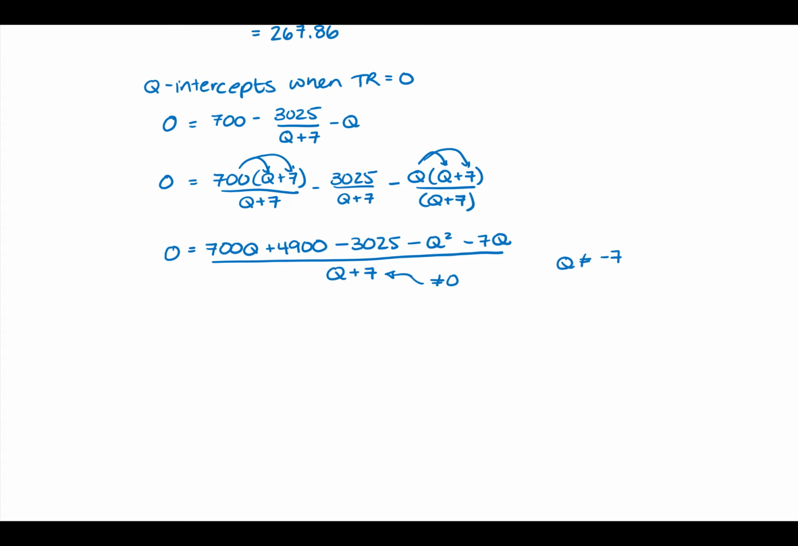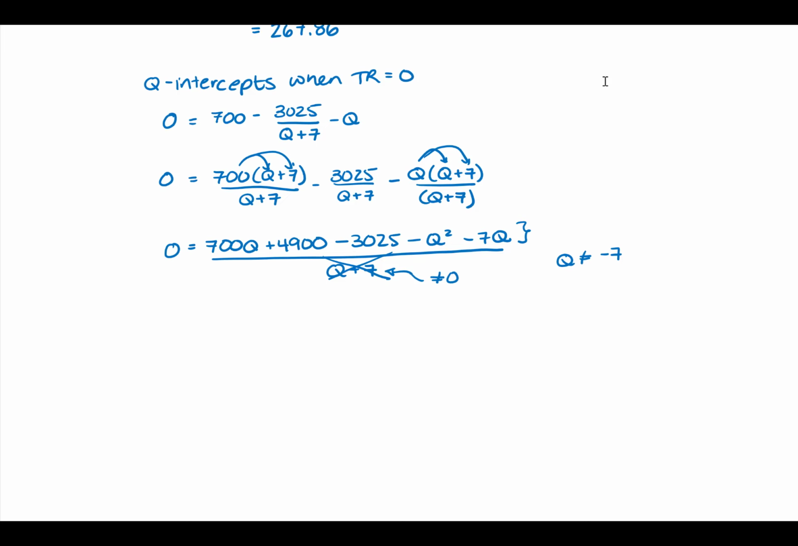But what I can do is eliminate this denominator in this assessment, because this is not what's going to turn this equal to 0. It's the numerator that has to be equal to 0. So now collecting all the terms in my numerator, I'm going to start with my Q squared term, negative Q squared, check. Then I collect my Q term, 700Q minus 7Q, I get plus 693Q. And then collecting 4900 minus 3025 leaves me with 1875.